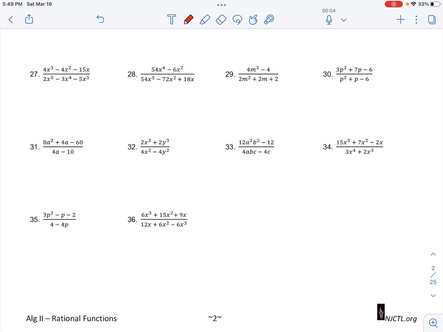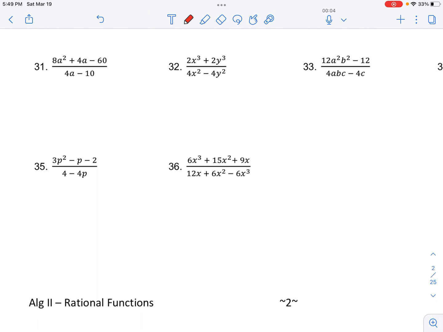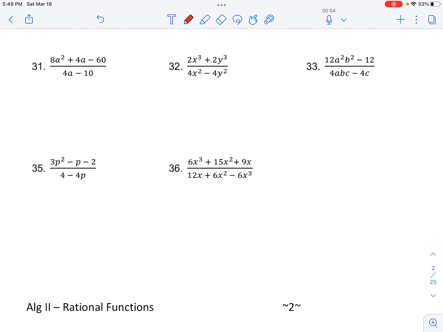In number 35, in your classwork for simplifying rational expressions, I ask you to simplify the fraction. So we have 3p squared minus p minus 2, which we can factor to become 3p squared. Now we're looking for something that multiplies to 3 times negative 2, which is negative 6. So two numbers that multiply to negative 6 but add to negative 1. So that occurs with negative 3p and plus 2p minus 2.